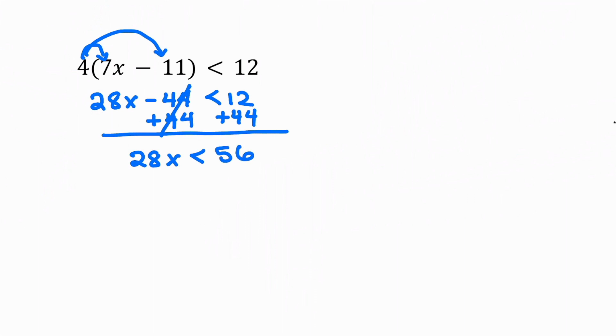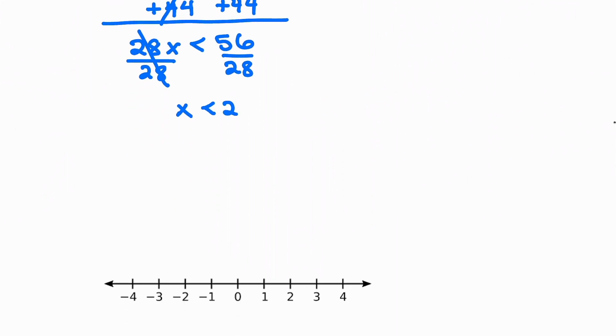I do not change the sign because I did not multiply or divide by a negative. Now I'm going to get rid of the times 28. I can get rid of the times 28 by dividing both sides by 28. Do I change the symbol? No, because I'm dividing by a positive number and that's okay. So this becomes x is less than 2.